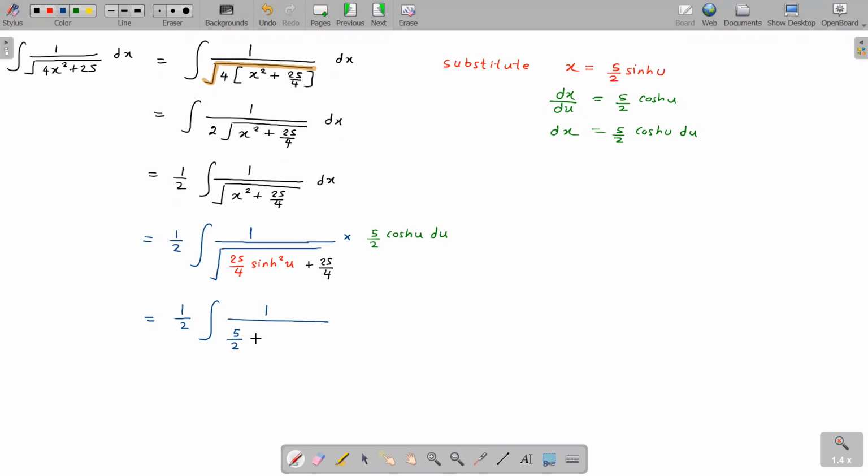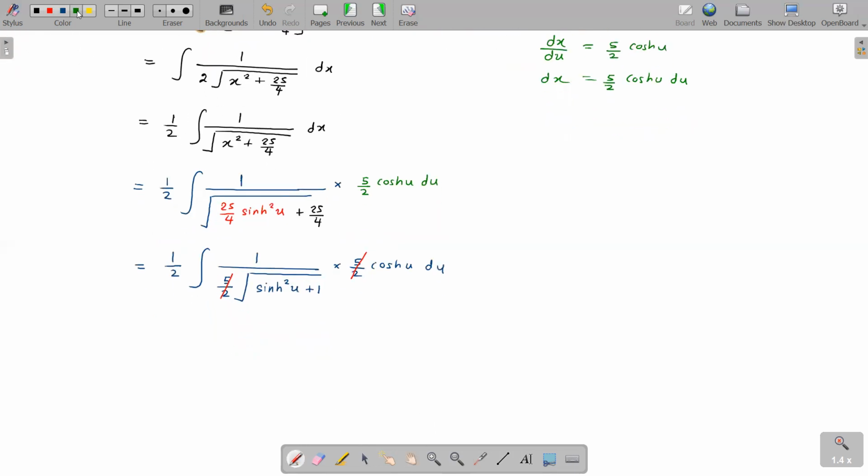Do you understand that I can take it immediately out of the root? And I just end up getting here sinh square u plus 1. Do you get what happened here? I took the 25 over 4 commonly out from both of them and I also took it out of the root and it became 5 over 2. Okay, and then here I have times 5 over 2 cosh u du. So if you can see here, the 5 over 2 to 5 over 2 will cancel out.